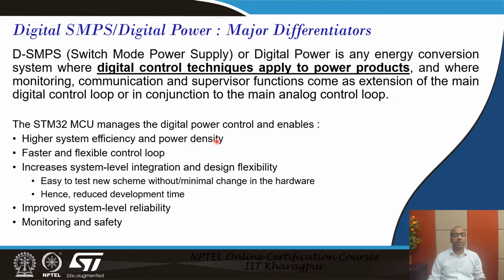From the previous slide, it is very clear that digital control has several advantages over analog control. Higher system efficiency and power density. Faster and flexible control loop depending on the input conditions and various load conditions. We can easily change the control loop on the go. Increased system level integration and design flexibility. So just by changing the power plant, we can test or explore various new topologies. Improved system level reliability, monitoring and safety.